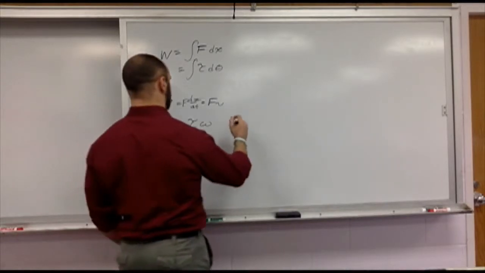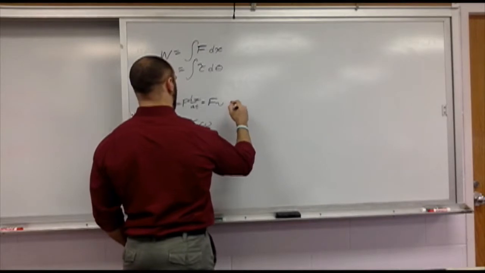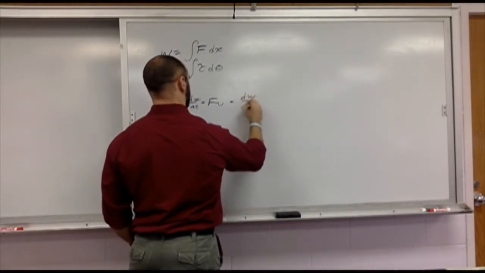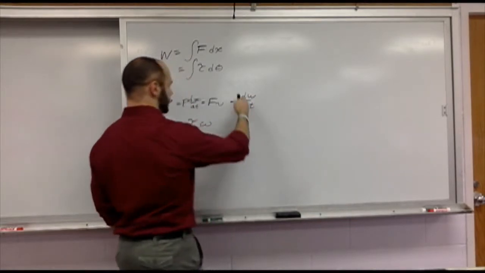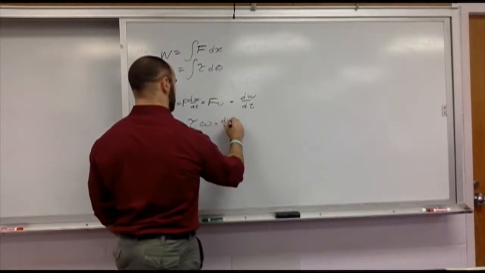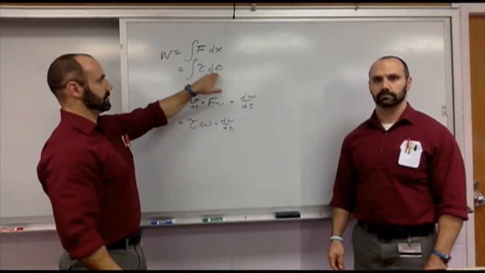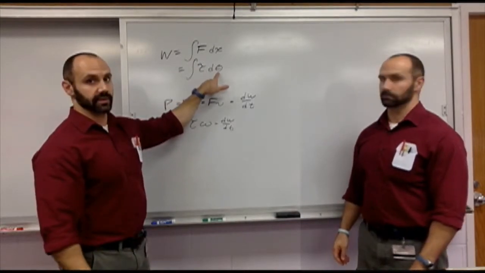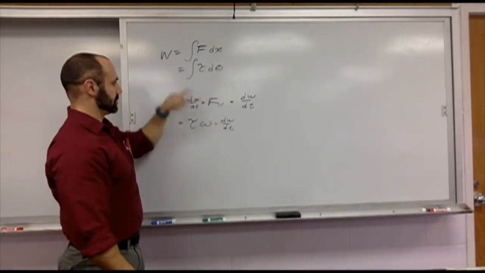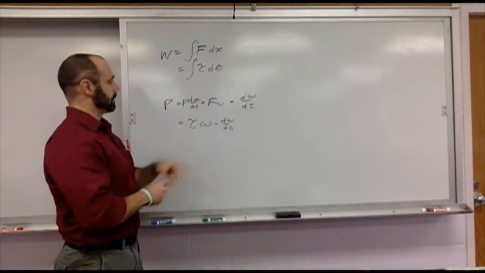And P is also, remember, F dx was work, so it was dW dt, but that's the same here, dW dt. And if you take the time derivative of this, theta is changing with respect to time, and so this is just work, dW dt, and it gives you tau omega.